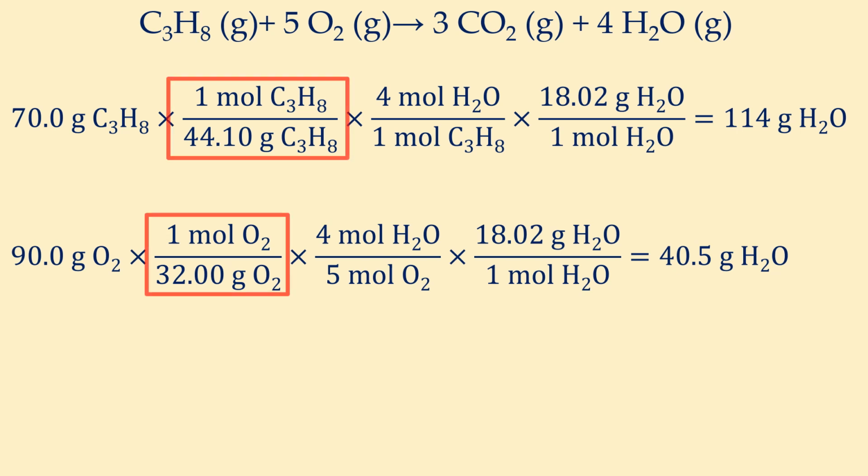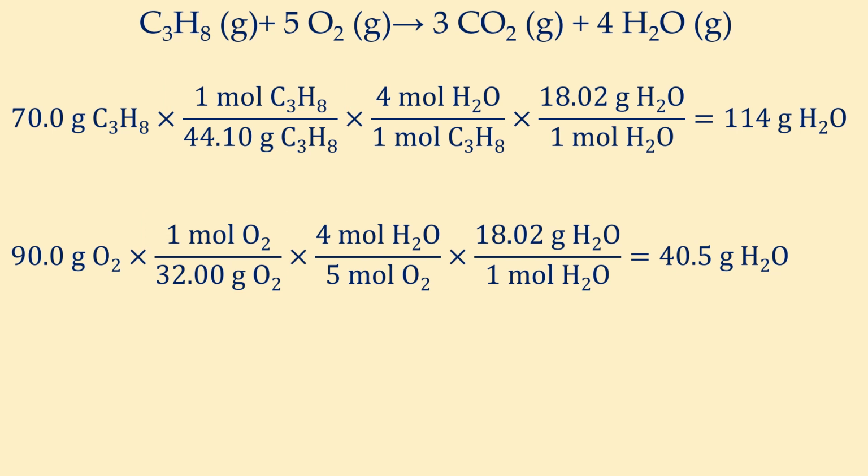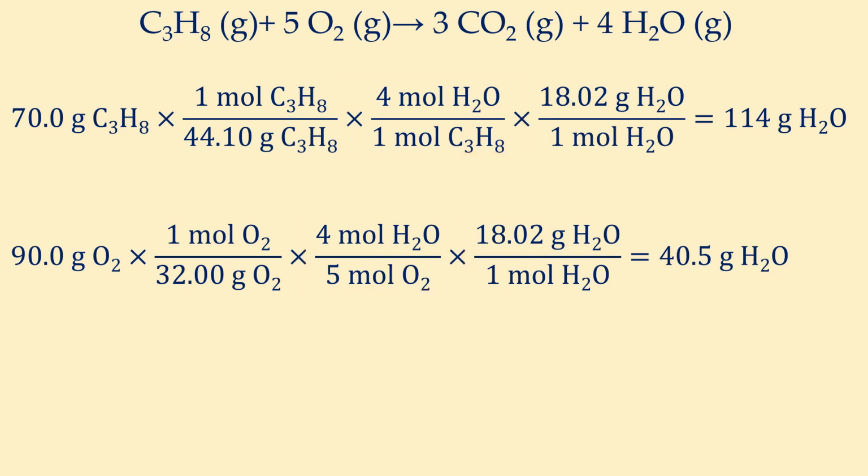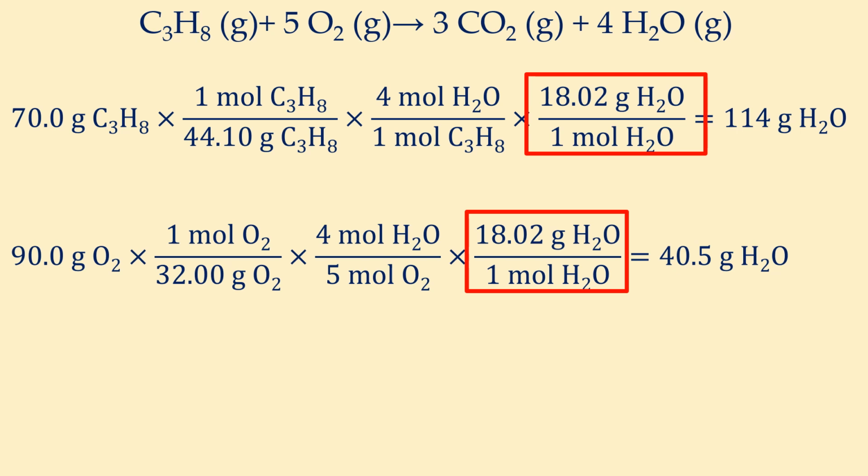First, the mass of the reactants are converted to moles using their respective molar masses. Next, the moles of each reactant are converted to the moles of water. Again, we have to convert to the same product for comparison. Finally, the moles of water are converted to the mass of water using water's molar mass.